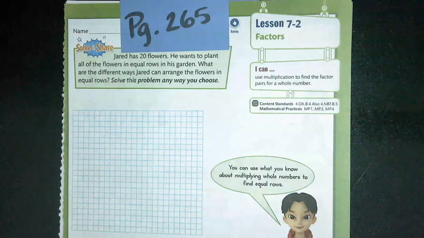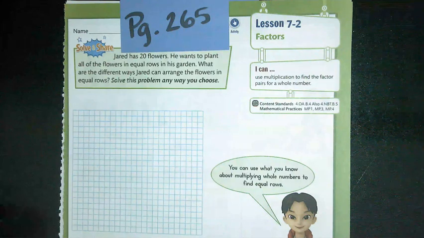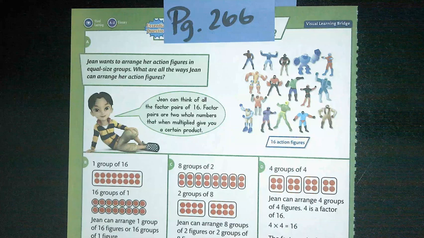At the end of this lesson, I want you to be able to say, I can use multiplication to find the factor pairs for a number. Last time we talked about factor pairs, two things that can be multiplied together to get a specific product, the answer to a multiplication problem. Today we're going to talk about just those factors. When we talk about factors, what we're really saying is, what are all of the numbers that are used when we're multiplying together to find an answer? We're going to dive in a little more on the next page, so go ahead and turn with me to page 266.